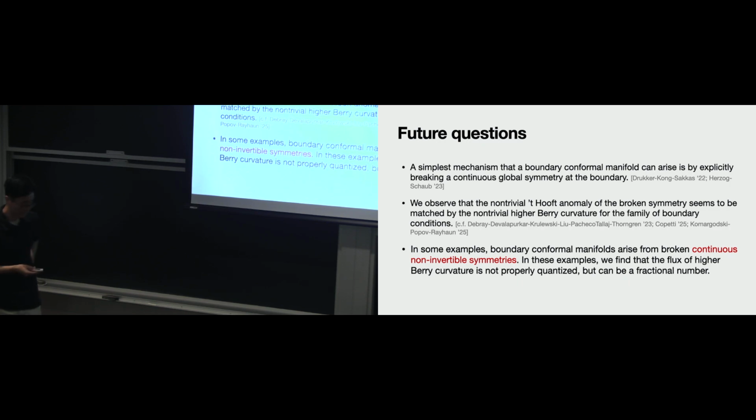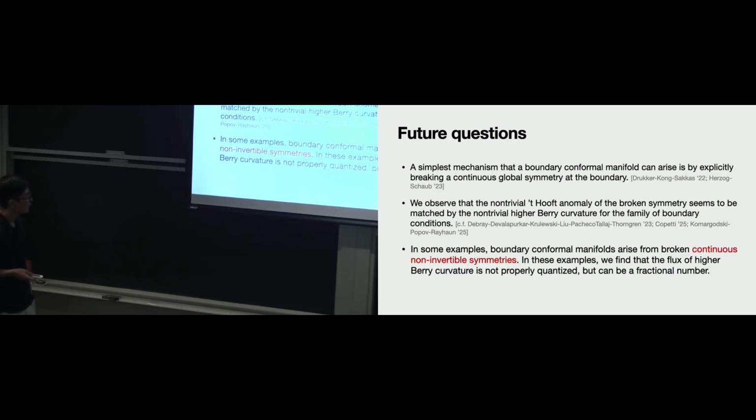Another question is related to anomaly matching. So the simplest mechanism by which a boundary conformal manifold can arise is by explicitly breaking a continuous global symmetry at the boundary. We make an observation that whenever this broken symmetry at the boundary has a non-trivial 't Hooft anomaly, it seems to give us non-trivial higher Berry curvature in the space of conformal boundary conditions that comes from this breaking. So there seems to be some anomaly matching required. But we want to have a better understanding.